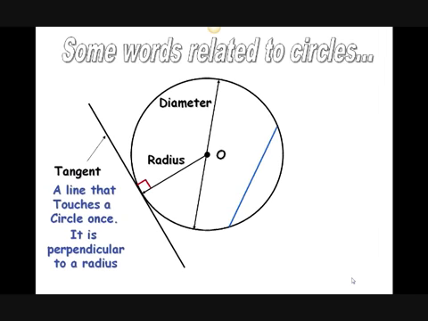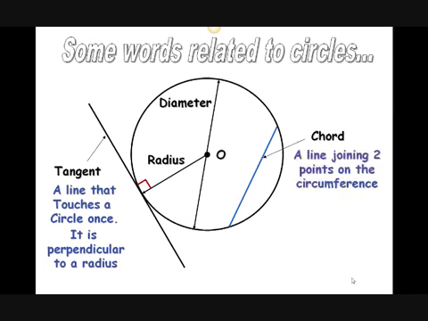A line, a bit like a diameter, that goes from one part of the circumference to another, but doesn't necessarily have to go through the centre of the circle, is called a chord. Now, as you can see with that chord there, it's sort of sliced the circle into a smaller bit on the right hand side and a much larger bit on the left hand side. The smaller bit is called the minor segment. So a chord splits a circle into two segments. The smaller one is the minor segment, the larger one is the major segment. You need to understand all those words.